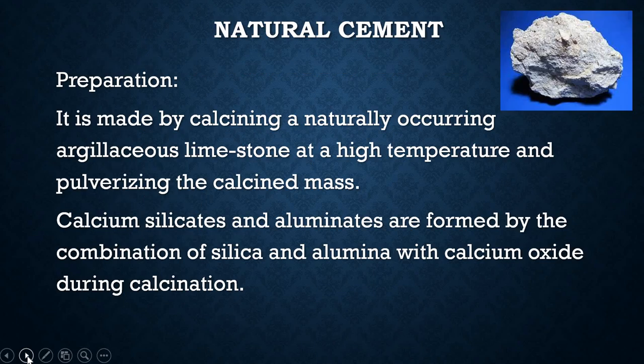Natural cement. It is prepared by calcining a naturally occurring argillaceous limestone at very high temperatures and pulverizing the calcined mass. Calcium silicates and aluminates are formed by the combination of silica and alumina with calcium oxide during calcination.